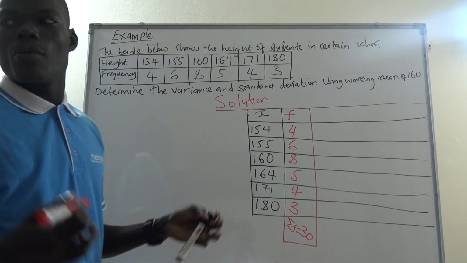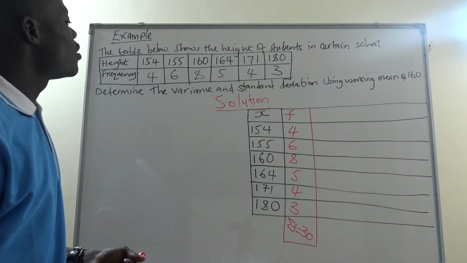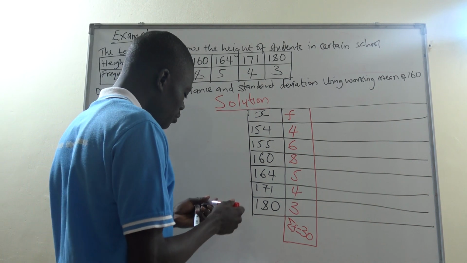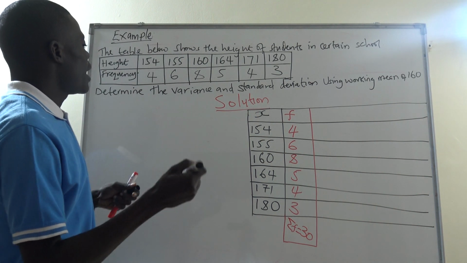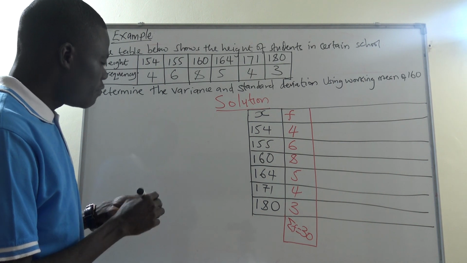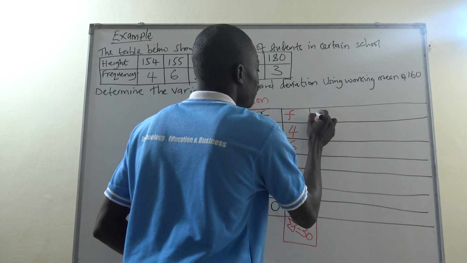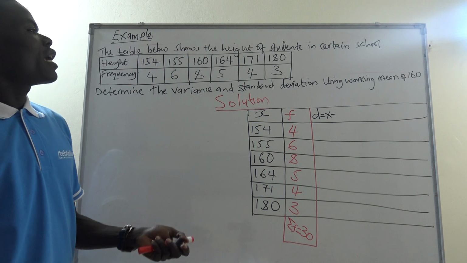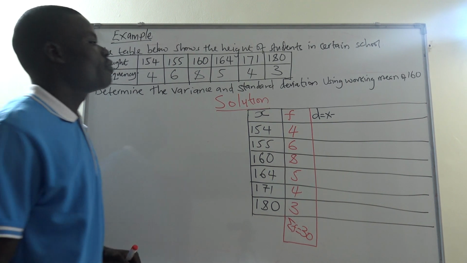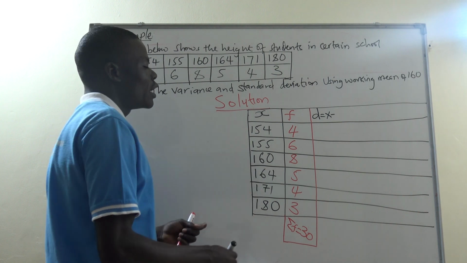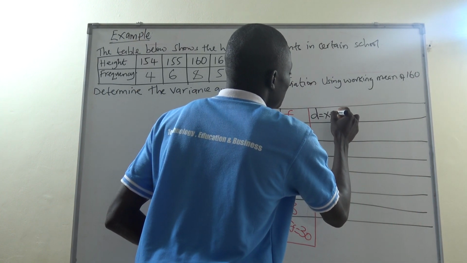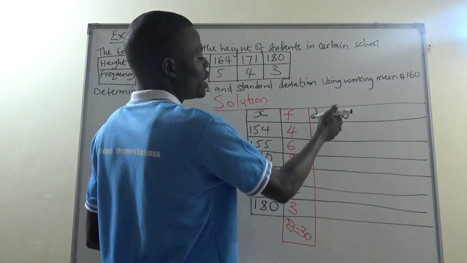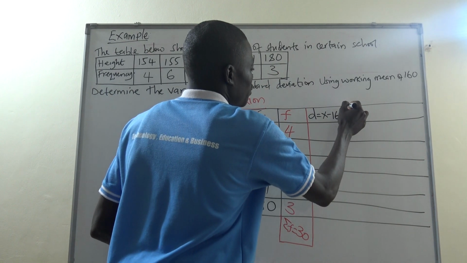Then, once you are given an assumed mean, we need to get the value of X minus A, which is the deviation. So here we shall look for the value of deviation D, which is given by X minus A. But what is our A? A is the assumed mean. So we shall substitute A with the assumed mean, which is given in the question, and that assumed mean is 160.